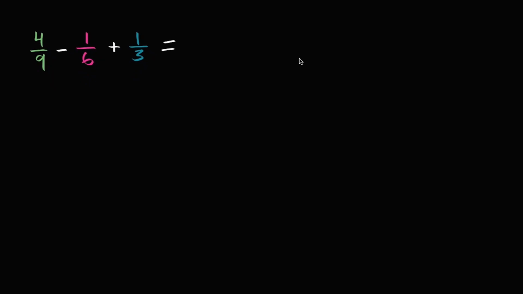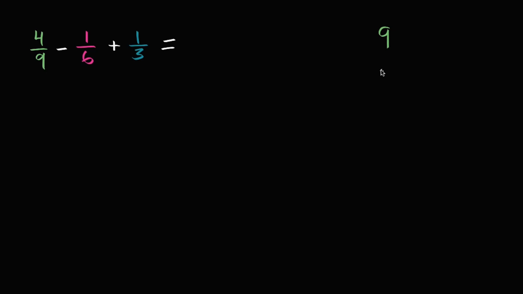So here I have 4/9 minus 1/6 plus 1/3. And like before, I encourage you to pause the video and see if you can work this out. Well, what I want to do is rewrite all of these fractions so that they have a common denominator. And to find a common denominator, I need to find a common multiple of 9, 6, and 3. And like I did before, I could start with 9 and say, okay, 9 is not divisible by 6. It is divisible by 3, but that's not good enough. I want to find the common multiple of 9, 6, and 3, and as small a one as possible.